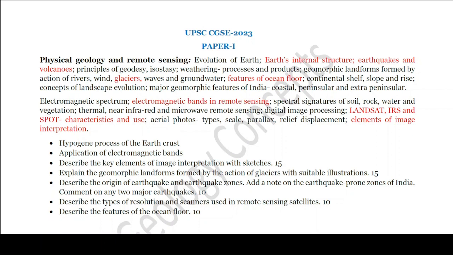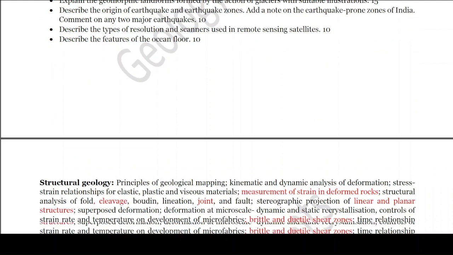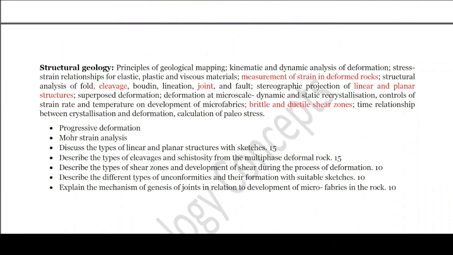Also, the questions on glacial landforms and earthquake zones were repeated from the previous year's questions. So, in my opinion, this section will fall under the easy category, as most of the aspirants will be able to answer all of these questions easily, right? Now, let's move on to the structural geology section.